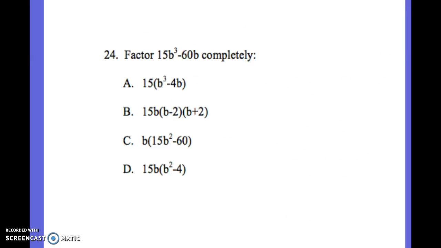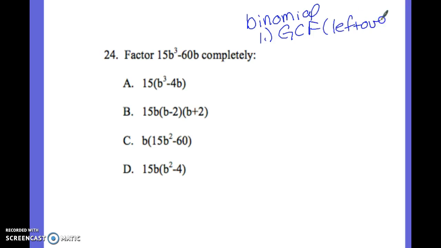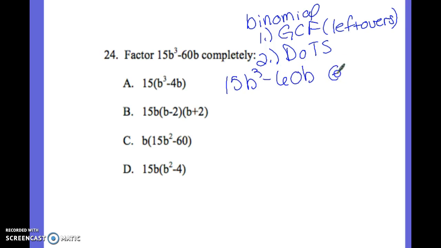24, we need to factor this completely. With a binomial, remember you first look for a GCF times your leftovers. And then you look at your leftovers and see if it's a difference of 2 squares. So if I have 15b cubed minus 60b, I know that the GCF equals 15b.